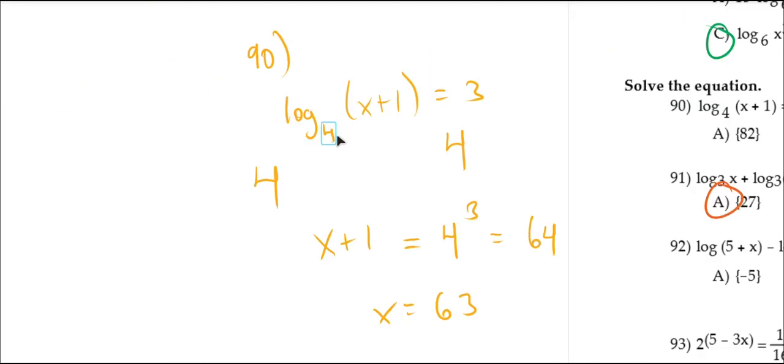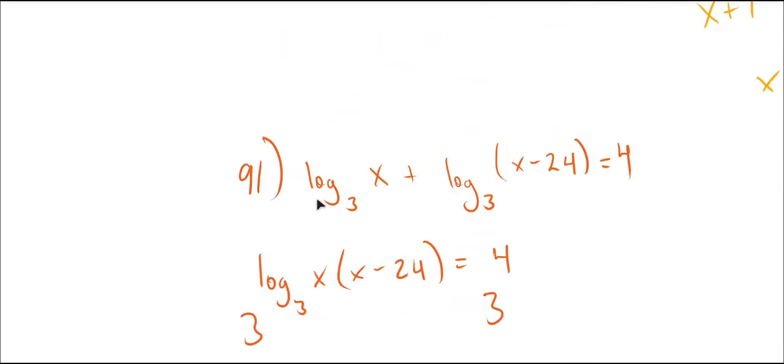Question 90 says log base 4 of x plus 1 is equal to 3. In order to get rid of log base 4, we raise 4 to the power of each side. That composes the log base 4 with 4 to the power of and cancels them to give us x plus 1. Over on this side, I have 4 to the 3rd, which is 64. This tells us that x is 63. For 91, there's a little bit more work to do.